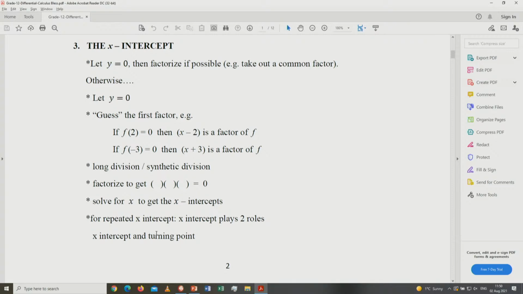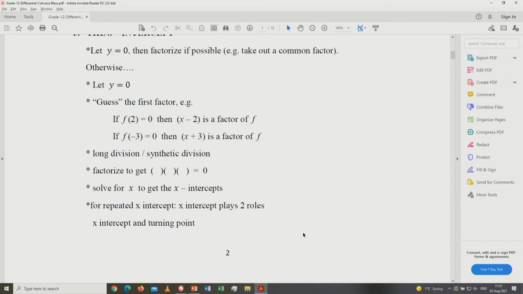The first role, it says to you, I'm the X-intercept. Secondly, it says, I'm also the turning point. It says that I'm the X-intercept of this function, and again, I'm the turning point of this function. Very important, learners. You know, learners, your brain likes colors. When you come across that, make use of a color pen and write down the two roles: X-intercept as well as the turning point. Very important.